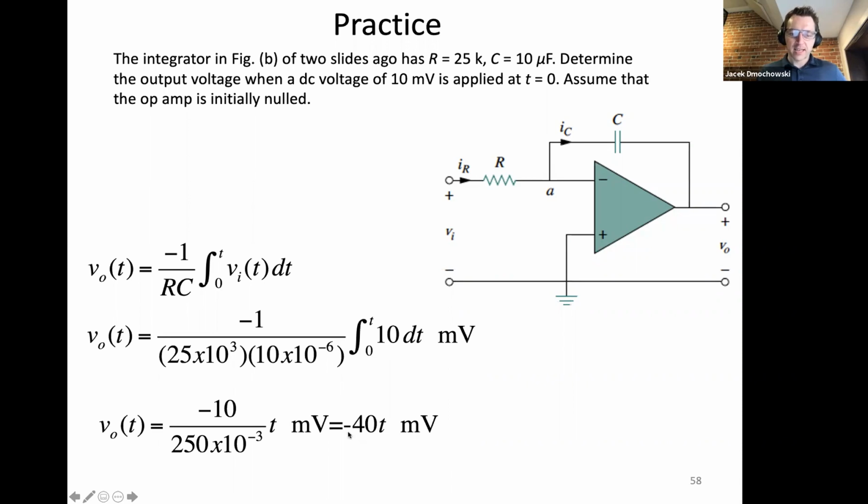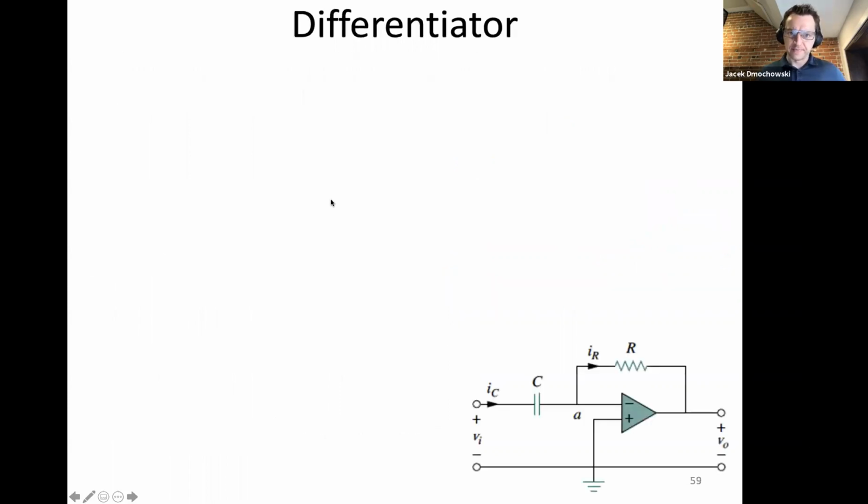So notice that this output voltage is linear with time because the area under a rectangle is linearly related to the width of that rectangle T. So this is another case where the op-amp would saturate unless you turned off the DC voltage at some point. I think you'll observe saturation in one of the labs, actually. All right, 2 more slides, and I set you free.